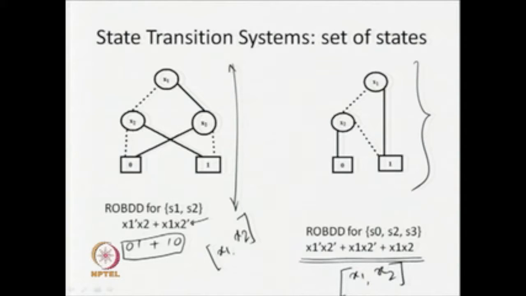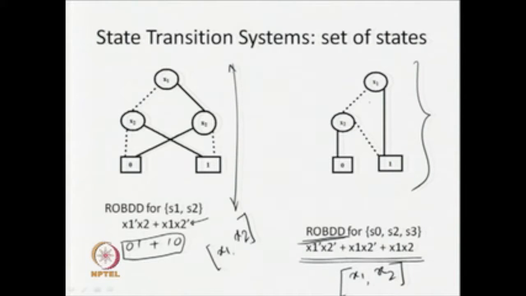And the variable ordering, again we are choosing for this BDD is x1, x2. With this particular variable ordering, we are getting this particular BDD, and this is basically the ROBDD for this particular subset, because we cannot apply any more reduction rules to this BDD. So, we are getting the ROBDD.